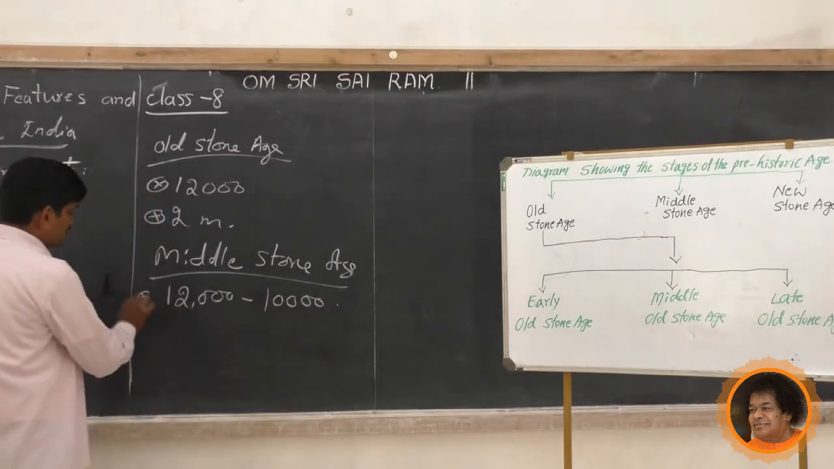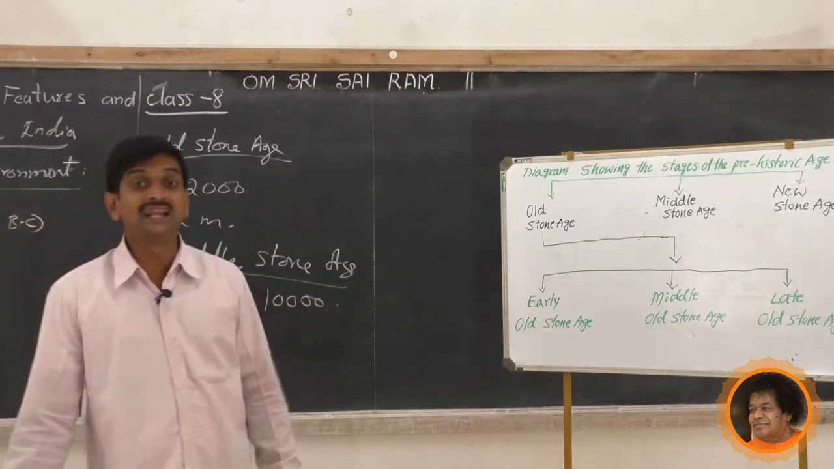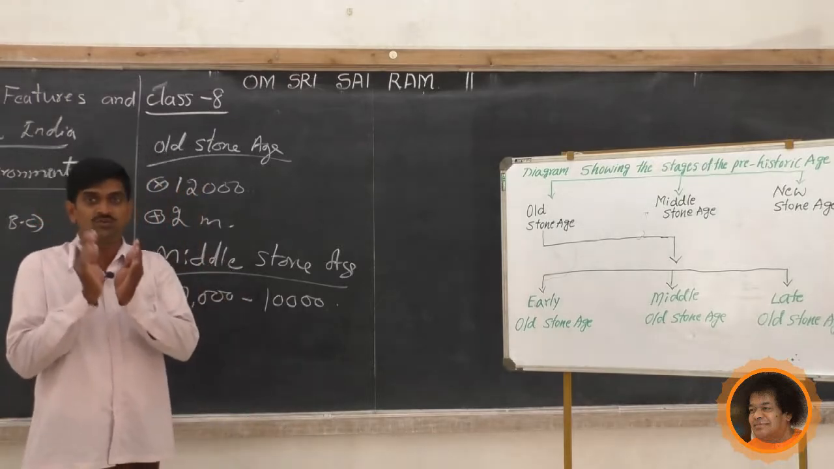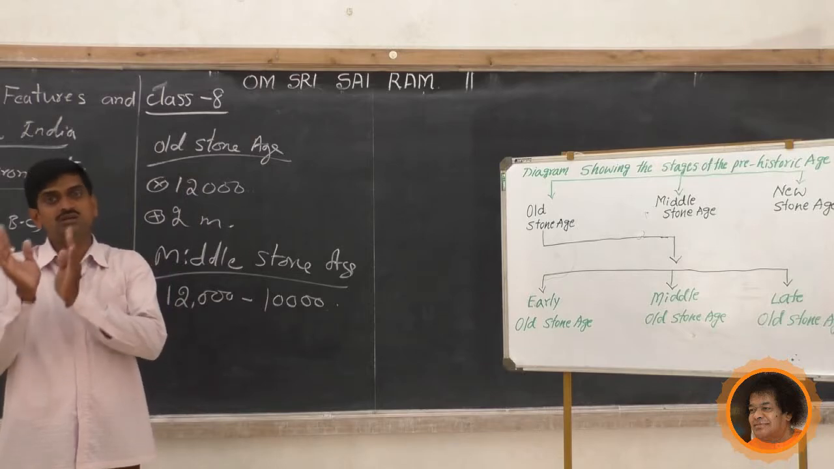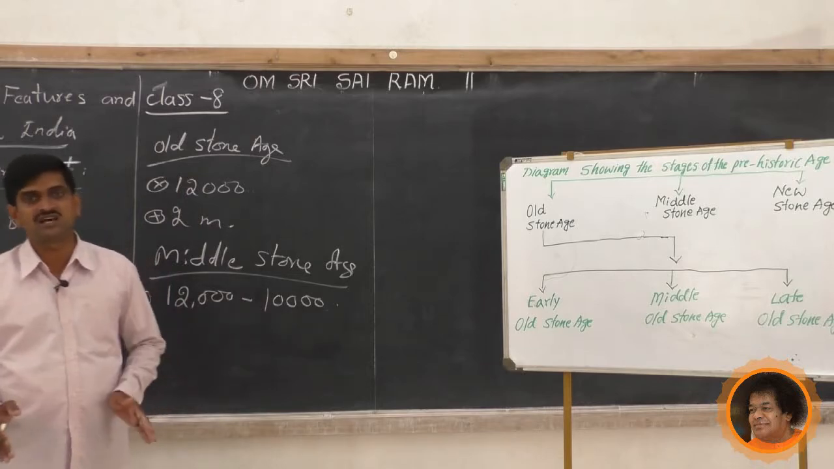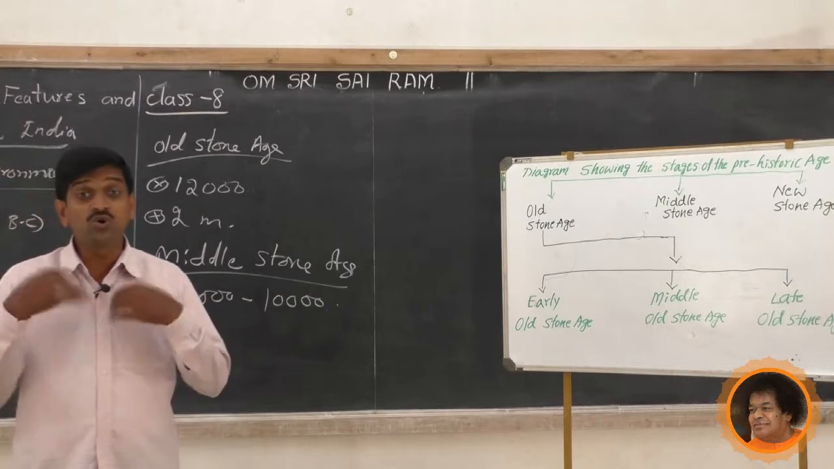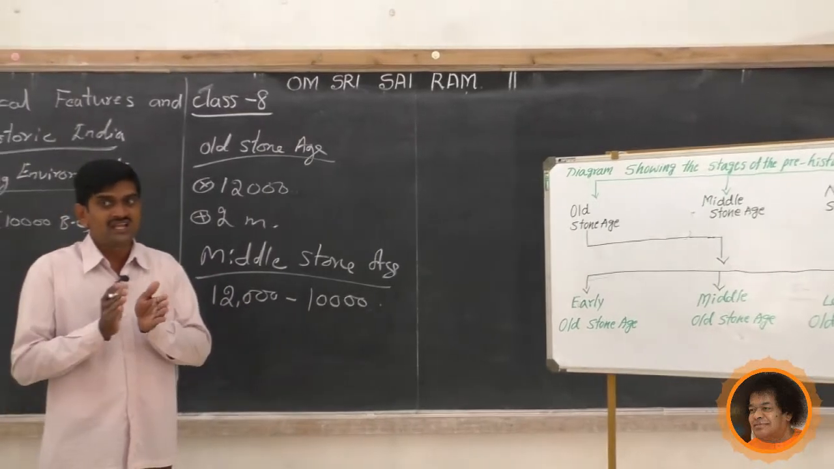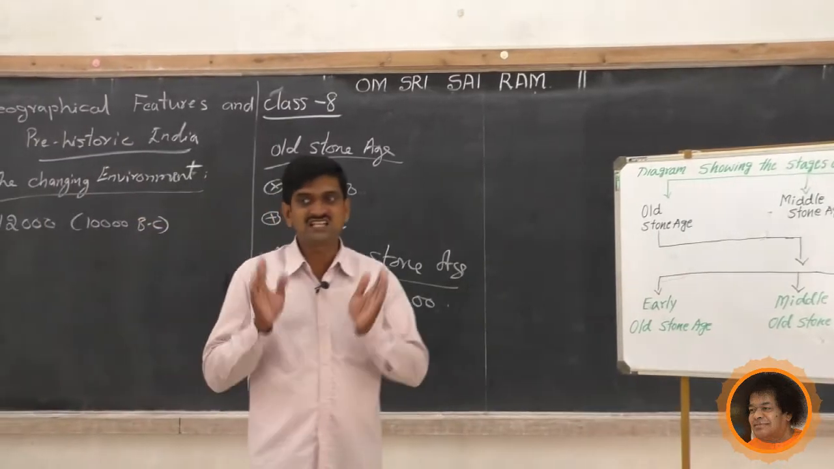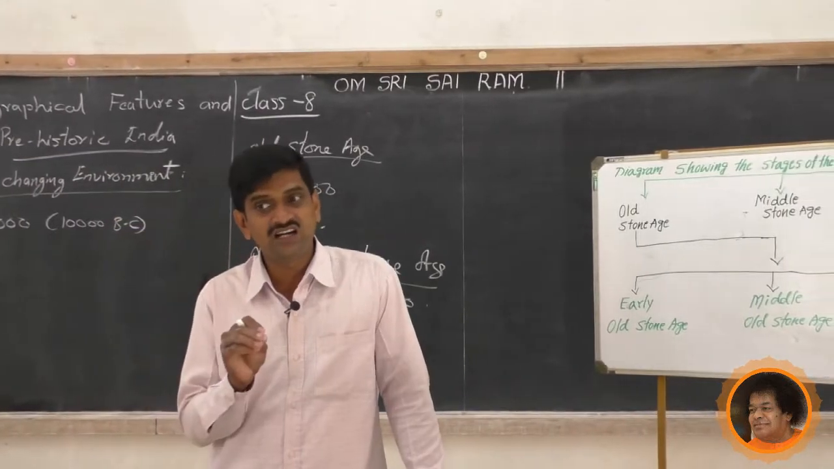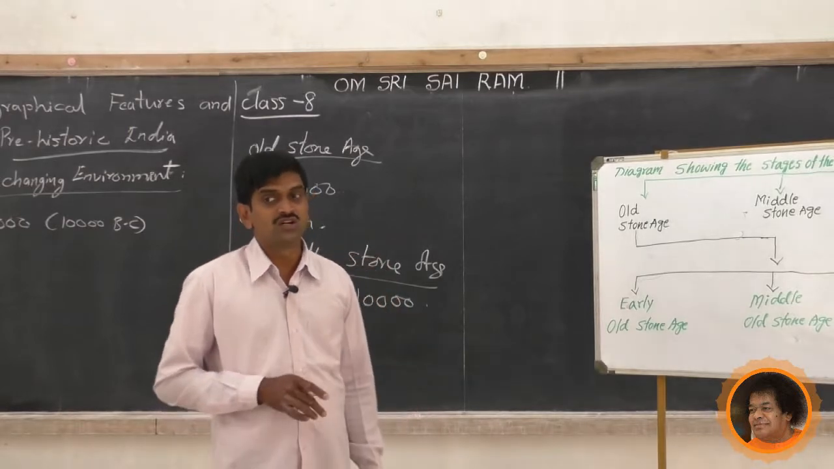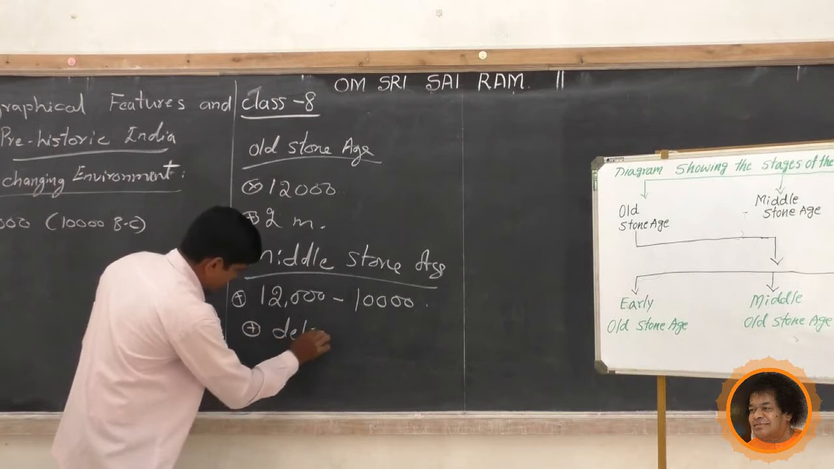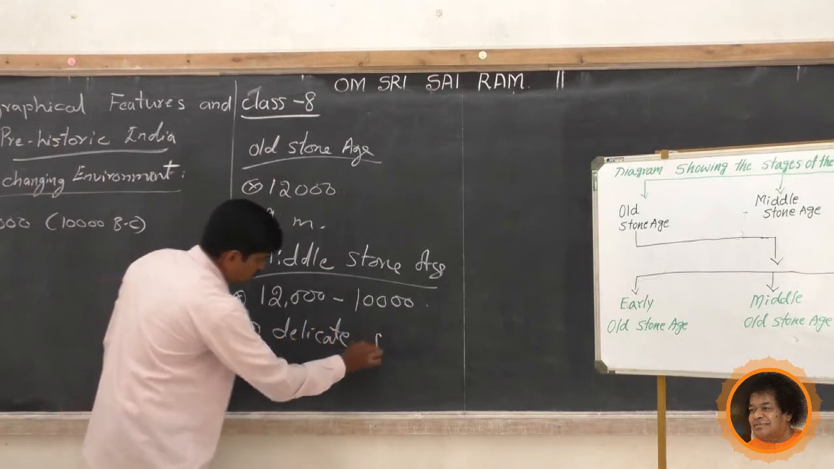12,000 years to 10,000 years. So this is the period or age of the Middle Stone Age. The tools of this period are generally very small, and hence these are called delicate stone tools.